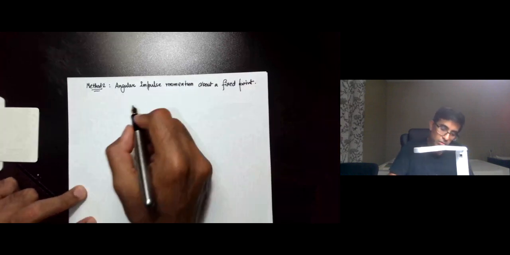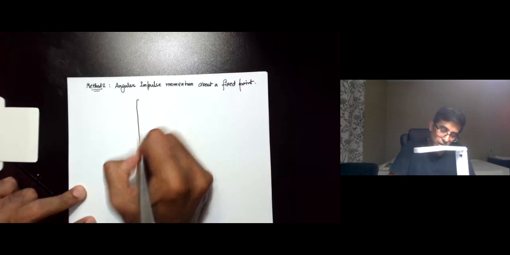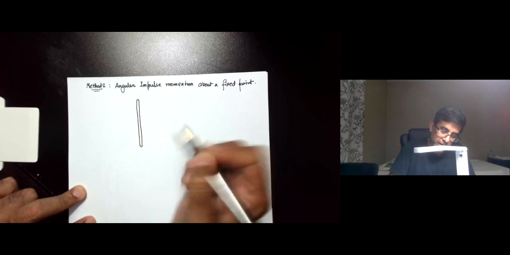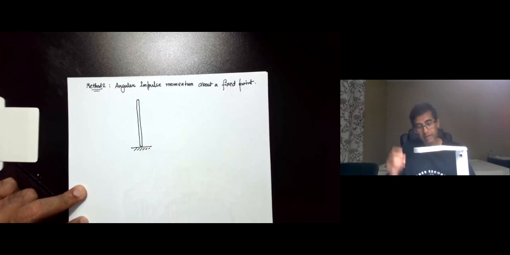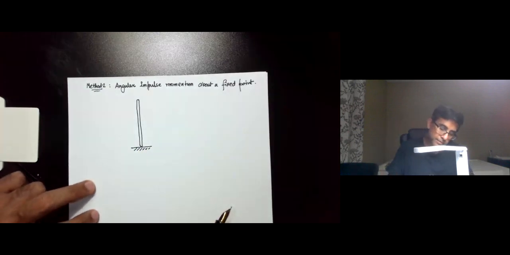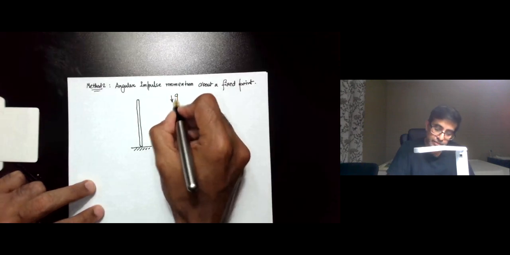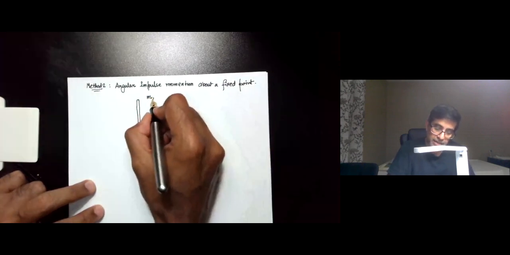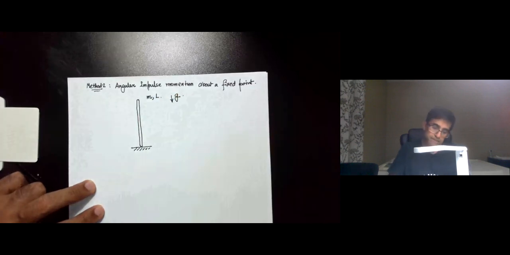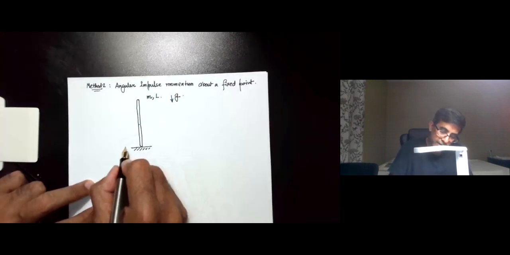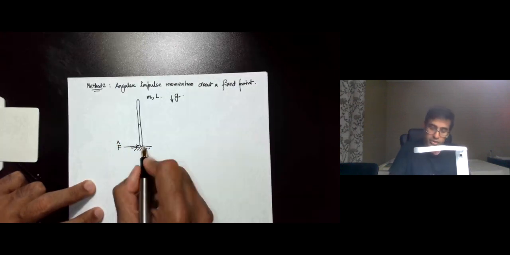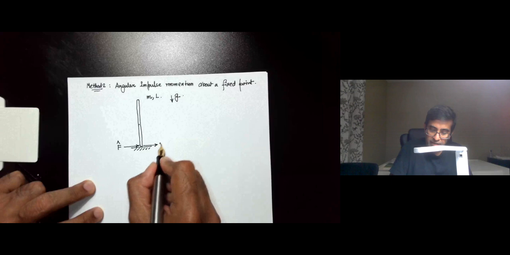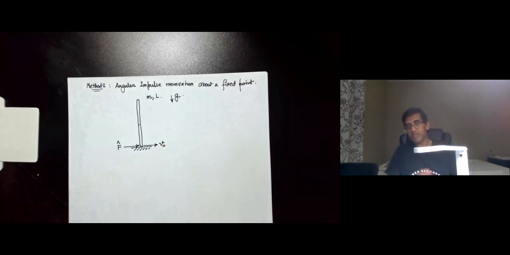Okay, so our problem remains the same: a vertical bar which is delicately balanced on a horizontal surface. The vertical bar is of mass m and length L. It's a uniform bar. And there is an impulse that acts at the bottom, which causes instantaneously the velocity to go from 0 to V0.